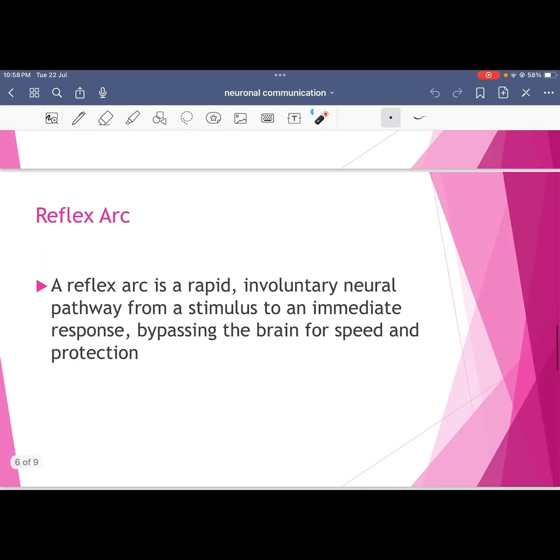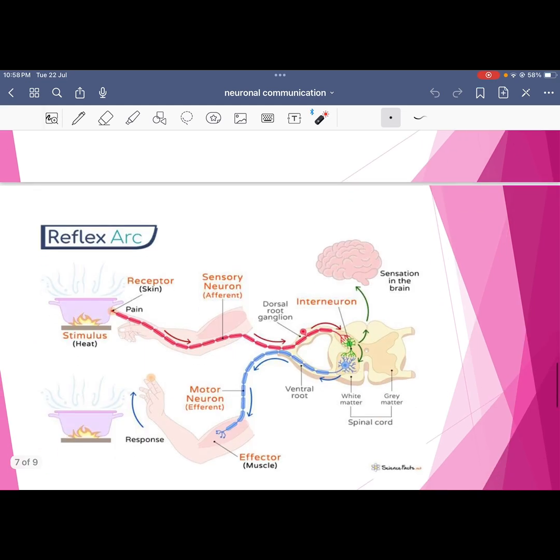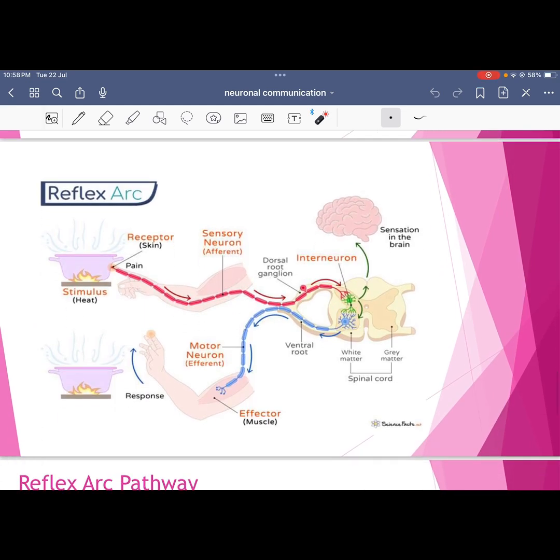Now we will talk about the reflex arc. The reflex arc is a rapid involuntary neural pathway from a stimulus to an immediate response, bypassing the brain for speed and protection. So this is the reflex arc, as we talked about in the first lecture that I gave you.